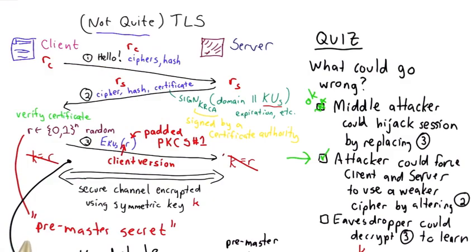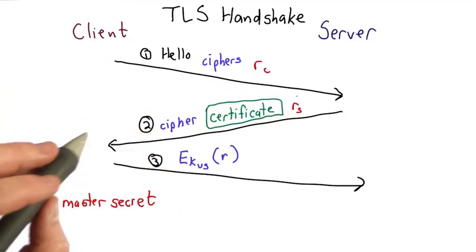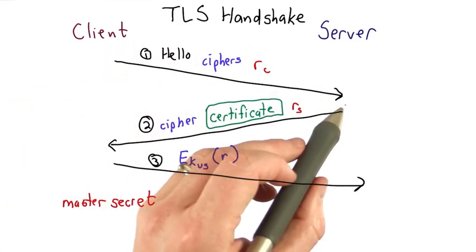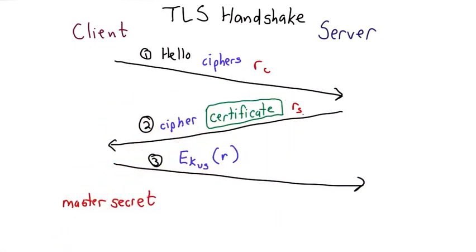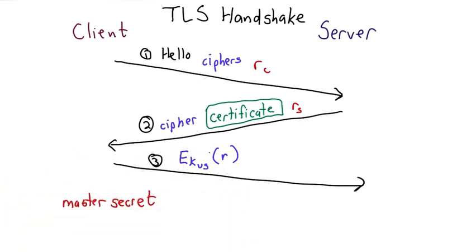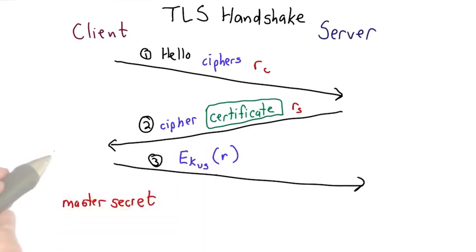So let's recap the TLS handshake. There's an important part of it that we haven't focused on yet. The first step is the hello from the client to the server. In the second step, the server responds. Both of these messages include new randomness, and part of this response is a certificate. Then in the third step, the client sends a new random value encrypted with the server's public key. And at the end of this process, the client and the server have agreed on a master secret, which is used to derive the keys for communication.